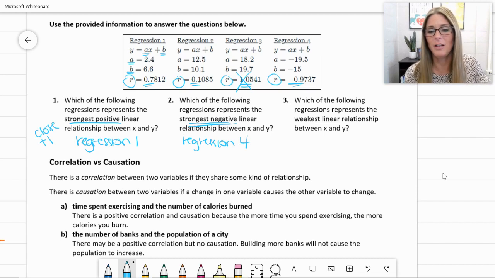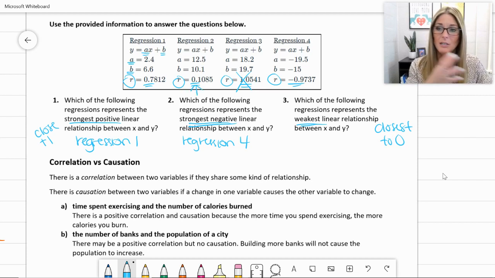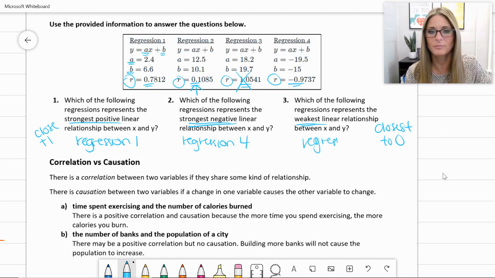And number 3, which of the following regressions represents the weakest linear relationship? So whatever correlation coefficient is closest to 0. Well, that would have to be this number 2. We had 0.7, we had a negative 0.9. 0.1 is the smallest and closest to 0. So that's regression number 2. Again, we never have a correlation coefficient that's greater than 1, whether it's positive or negative.